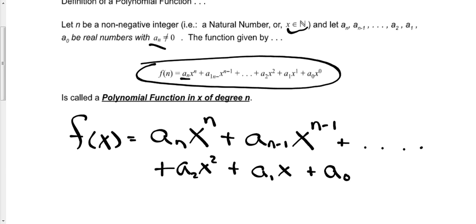Now, do you need to memorize this equation here? No, I don't need you to memorize this equation, but I do need you to have a working idea as to what a polynomial is.